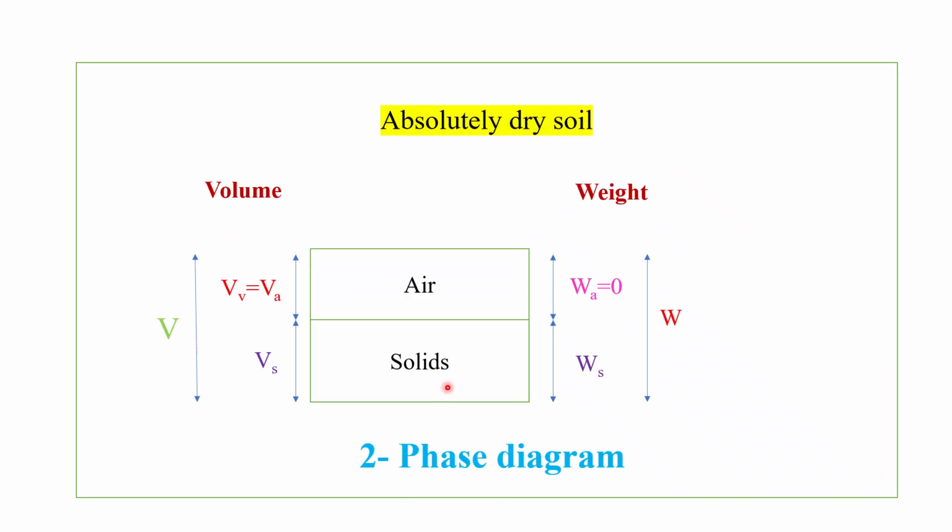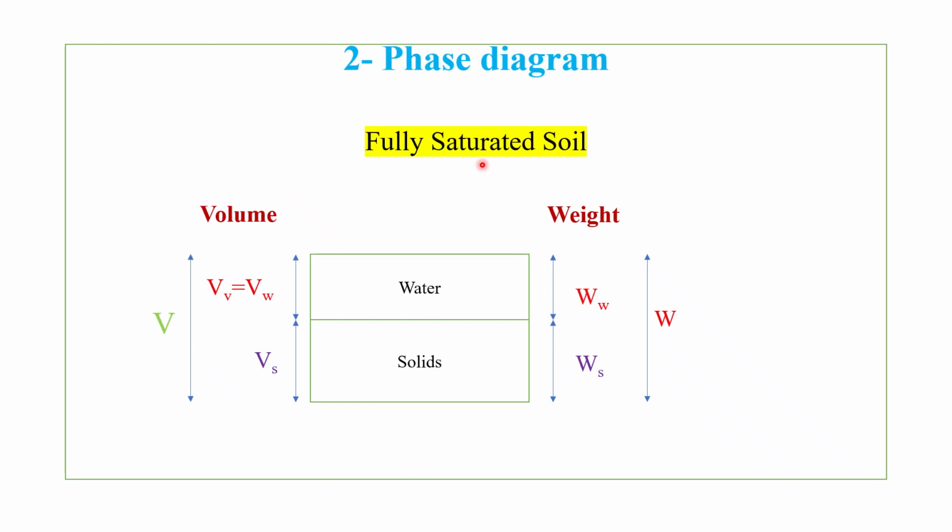In an absolutely dry soil, there will be only two phases, solids and air. Vs is the volume of solids and volume of voids Vv is equal to Va. Total weight W will be equal to weight of solids Ws. In a fully saturated soil, the two phases are solids and water. Total volume is the sum of volume of solids and volume of water. Total weight is the sum of weight of solids and weight of water.